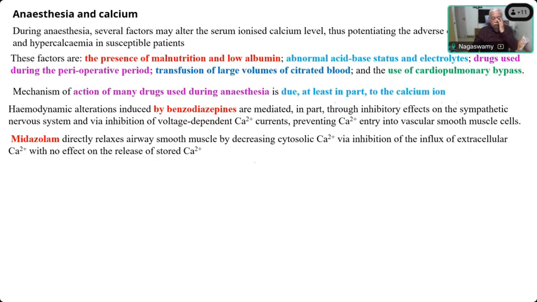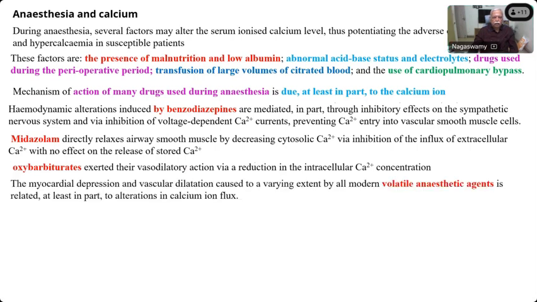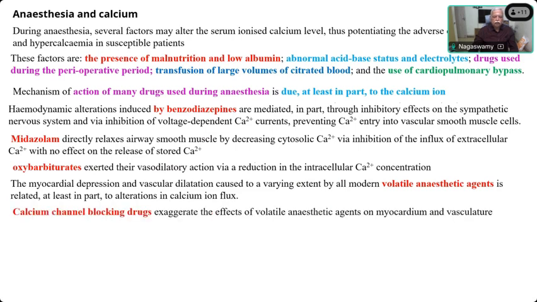So the calcium which enters the cytoplasm of any smooth muscle cell stimulates the production of cyclic AMP, which is the main cause for the contractility of any muscle, whether cardiac muscle or smooth muscle. The oxybarbiturates exert their vasodilatory effects by reduction in the intracellular calcium. And myocardial depression and vascular dilatation are caused to varying extent by all volatile anesthetic agents. They also alter the calcium influx. And calcium channel blocking drugs exaggerate the effects of volatile anesthetic agents on myocardium and vasculature.